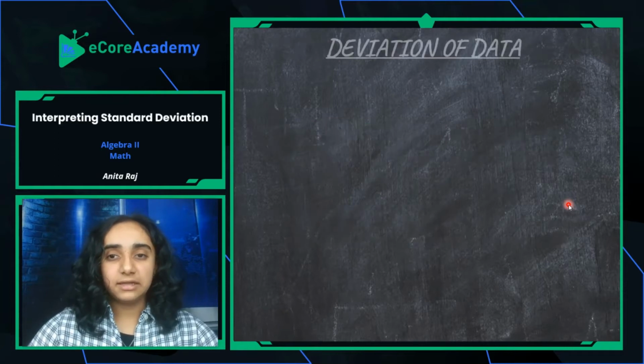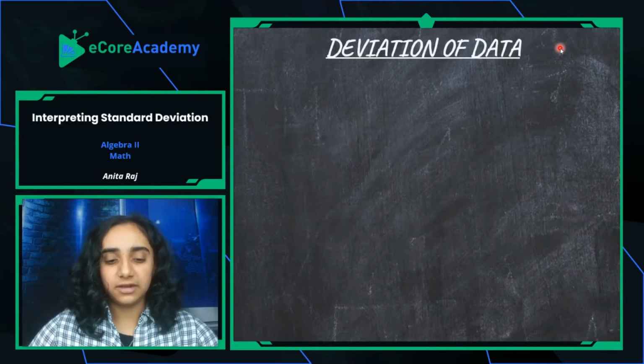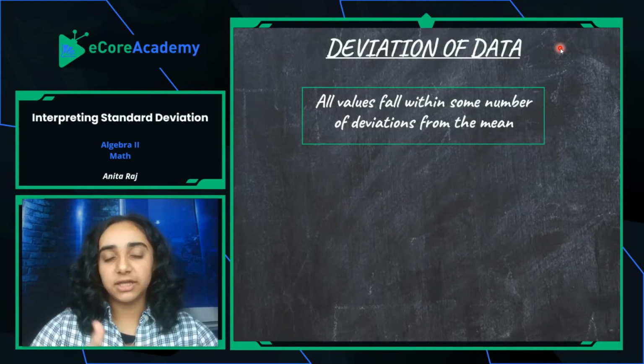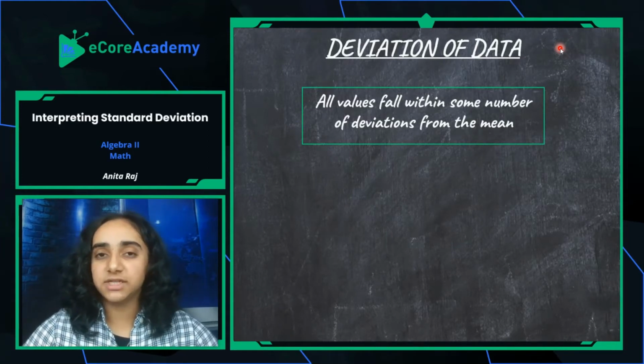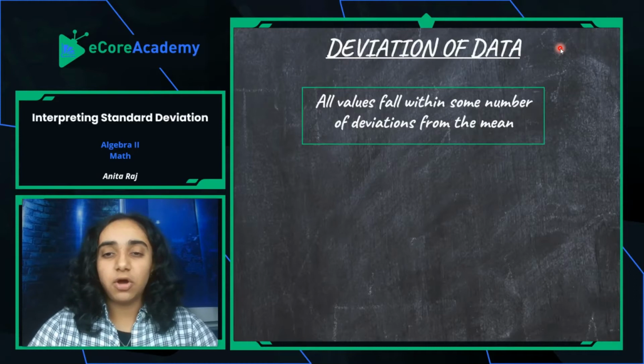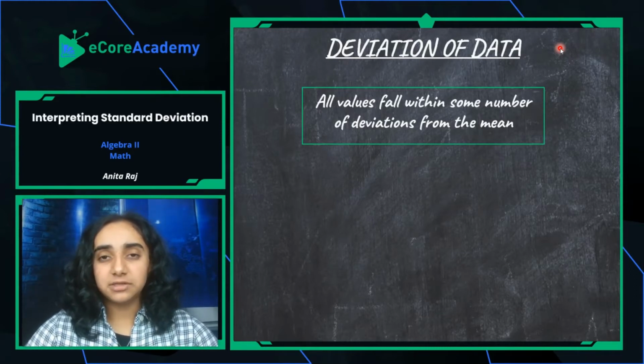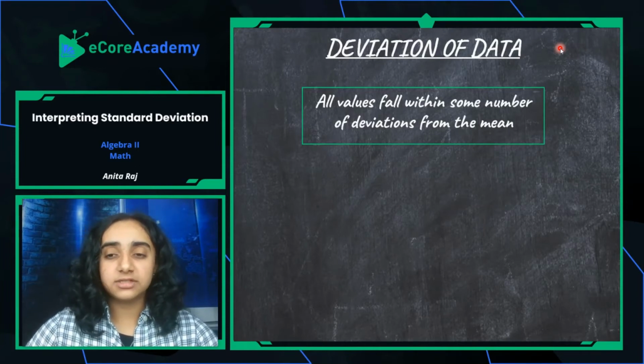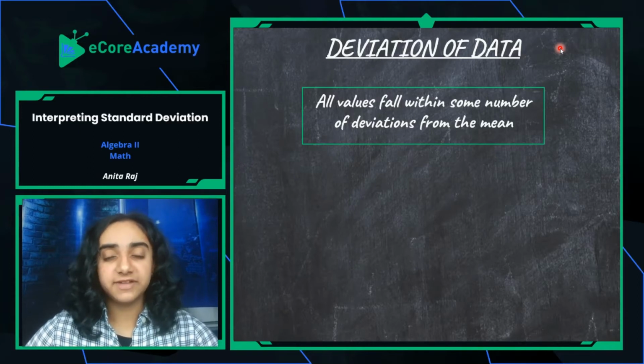With that being said, let's jump into deviation of data. So how do we interpret when we get a deviation, like when we calculate the standard deviation, what do we do with it? So all values fall within some number of deviations from the mean. So what we do is we calculate what the mean is, we'll plot that, and then all these values in our data set are going to fall at some value, some number of deviations from the mean.